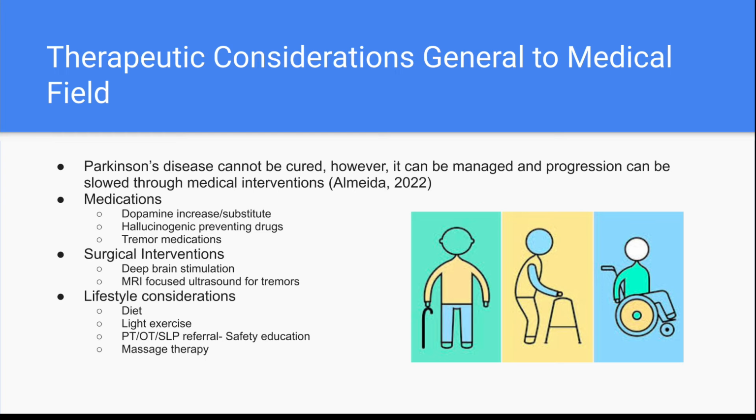Since Parkinson's disease is a progressive disease, it cannot be cured. However, the symptoms can be managed and the progression can be slowed. There are medications to help increase dopamine levels, prevent hallucinations that sometimes occur with the disease, and medications that help with tremors. Surgical interventions include deep brain stimulation to help with tremors and slowness, as well as MRI-focused ultrasounds to help with tremors. Lifestyle considerations include diet, exercise, physical therapy, occupational therapy, speech therapy, and massage therapy.